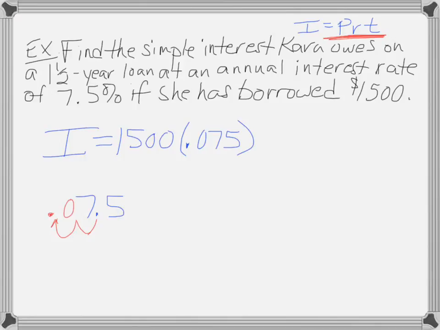And then the time in years, 1.5 years. Let's keep things easy for our calculator and make it the decimal 1.5. Now in your calculator you'll type 1,500 times 0.075 times 1.5, and the amount of interest she will owe is $168.75.